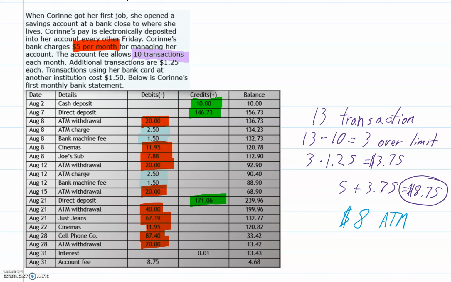So, thinking about all the extra money that she wasted, even just having her account was at $5, but wasting a total of $16.75 over the month that she didn't even get anything from, right? She just wasted that amount.